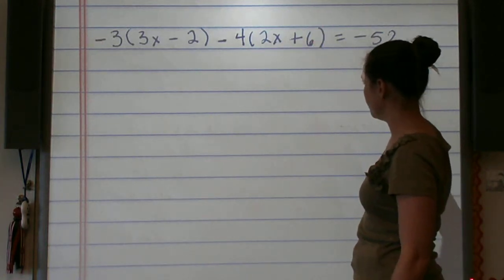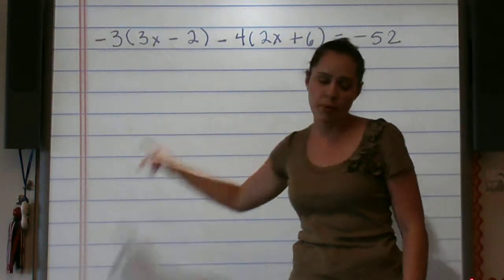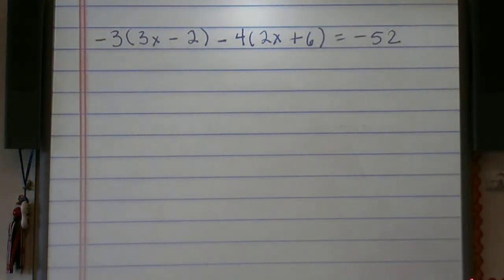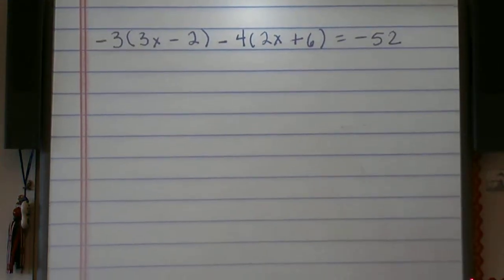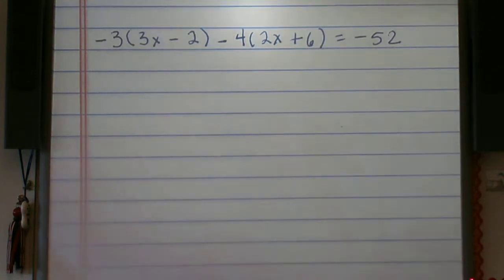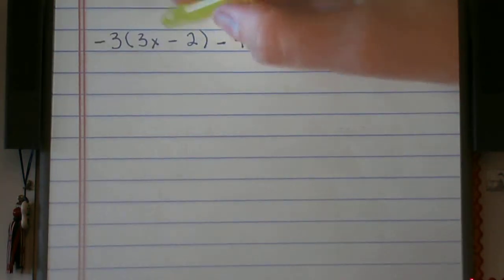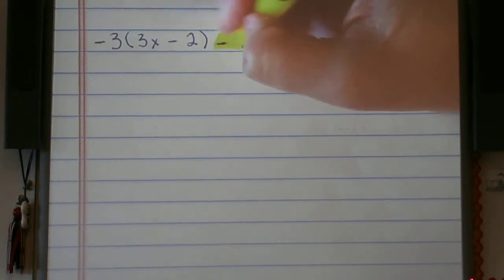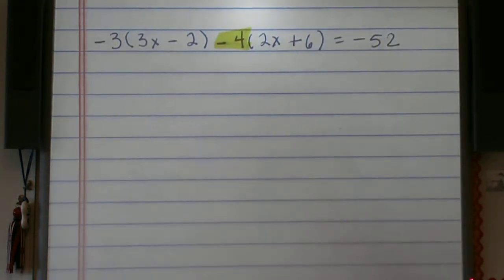This equals negative 52. Now if you remember, the signs that we see in front of the numbers, whether they're plus signs or minus signs, let us know something about the number. So the fact that this is minus 4 tells me that I'm going to be multiplying by a negative 4.